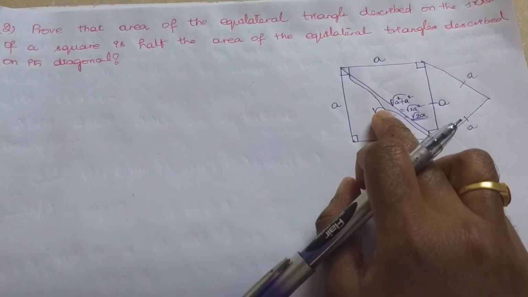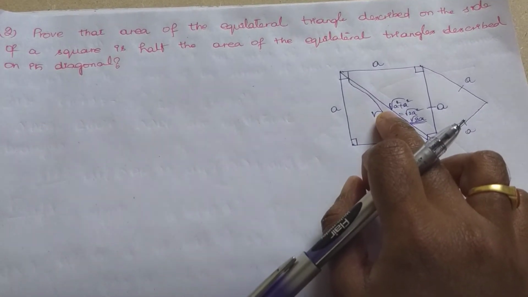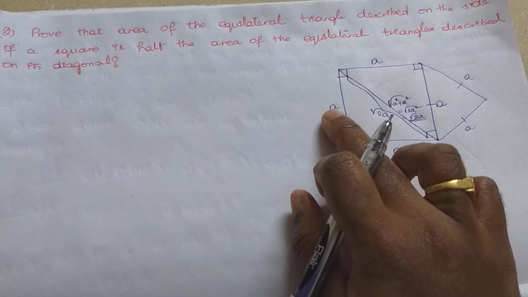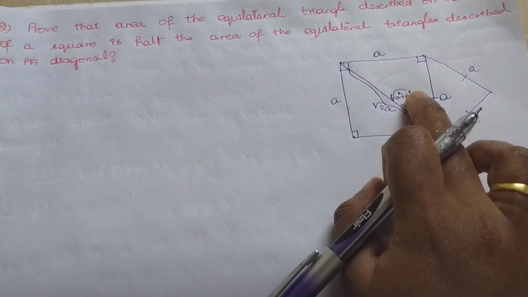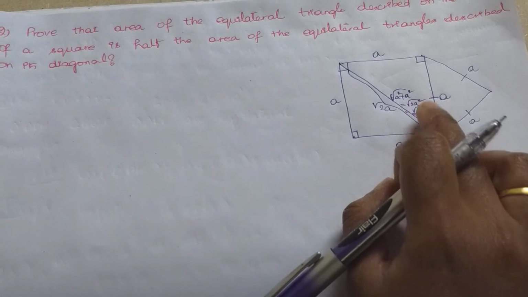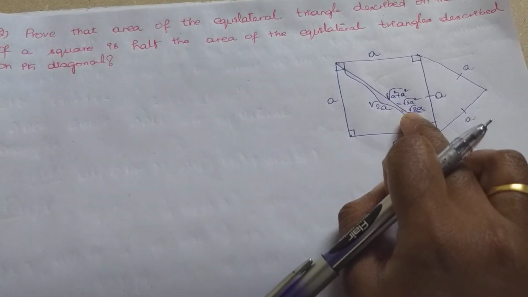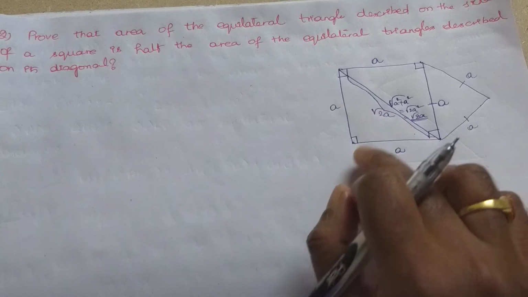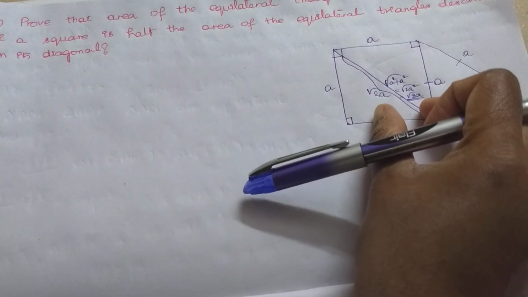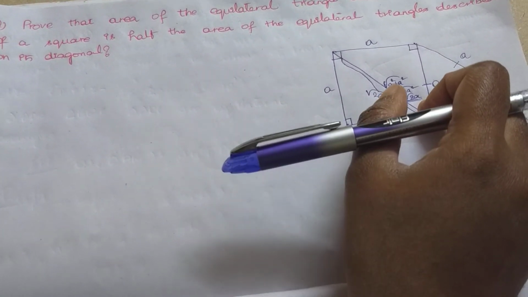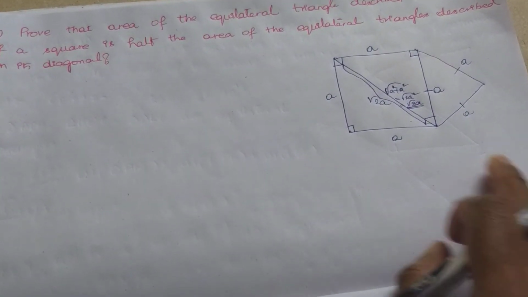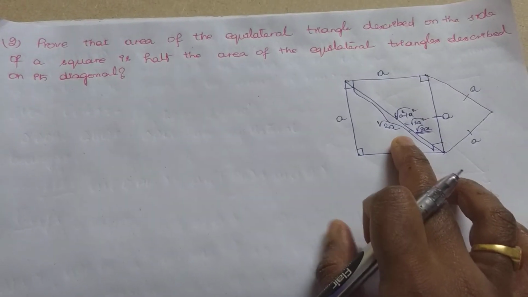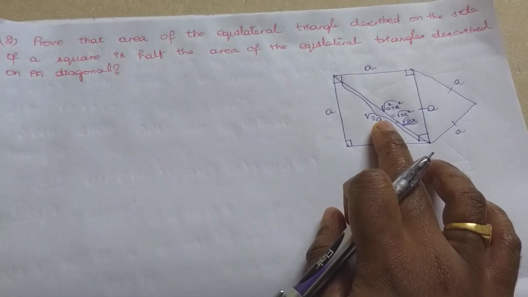Applying the same concept, the square of the hypotenuse equals side square plus side square. So that is equal to the square root of A square plus A square. You'll get the square root of 2A square. So you can write this as root 2 A. This is the formula derivation. Actually you can write it directly: the length of the diagonal of a square is root 2 A.